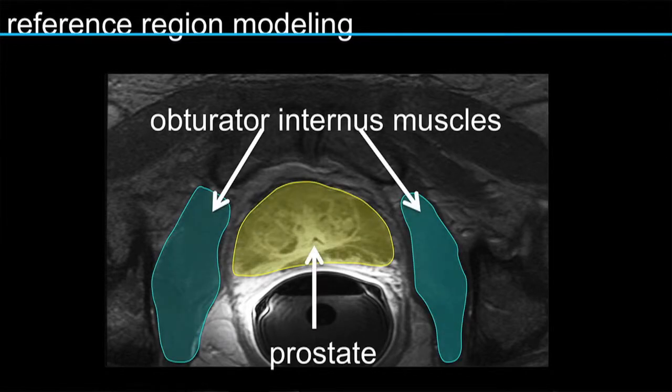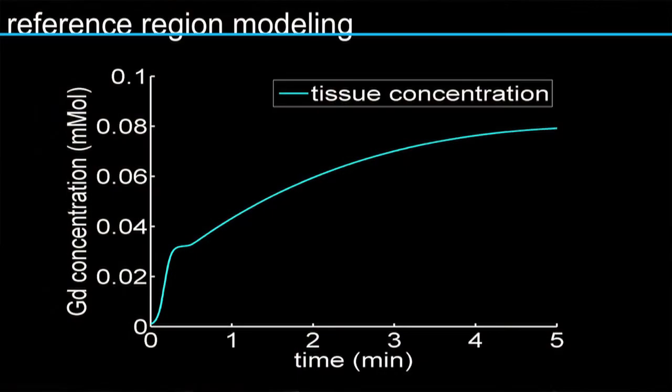They're very large and easy to segment. But the real benefit of this type of method is that we're no longer measuring this arterial input function with a large initial peak that has a very high temporal resolution. We're actually measuring a tissue concentration curve. So this is a tissue concentration model that was derived from that initial arterial input function.